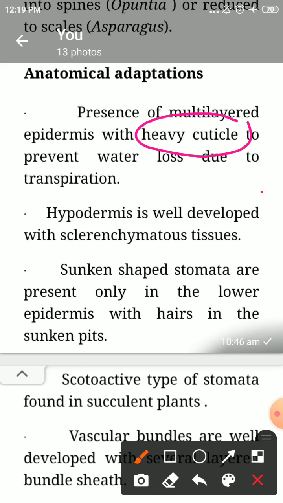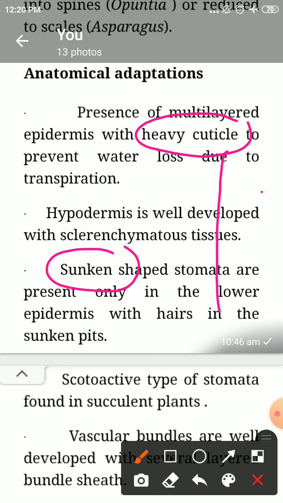Besides this, the hypodermis is well developed with sclerenchymatous tissues in certain xerophytes. The stomata are of the sunken type. They are the opening pores or apertures helping respiration and transpiration. These are present in depressions or cavities, below the level of other epidermal cells. Such stomata are called sunken stomata.